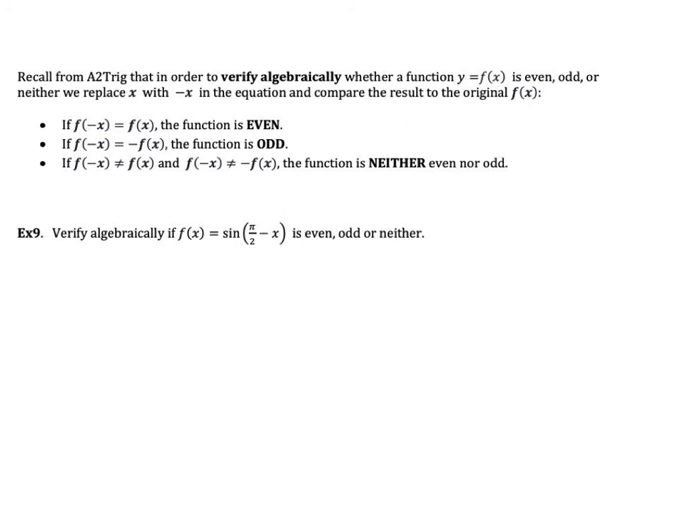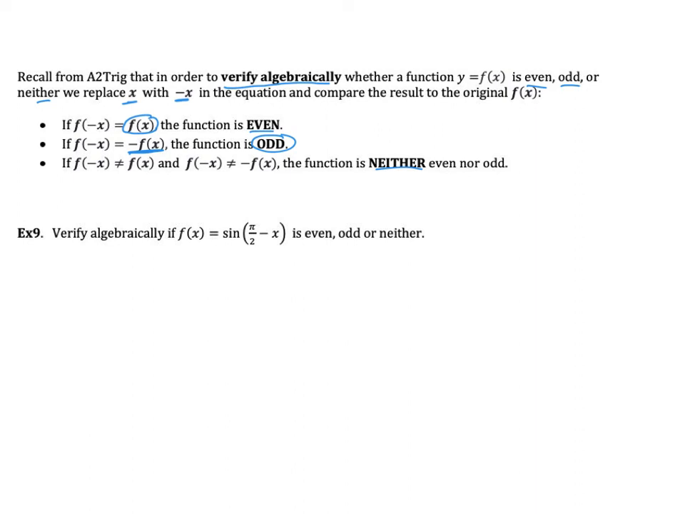And finally, recall from Algebra 2 Trig that in order to verify algebraically whether a function is even, odd, or neither, you need to replace x with the opposite of itself, so negative x. And then when you plug in a negative x, you see if the y value is its original. If so, then it's even. If the y value is its opposite, then it's an odd function. And if the y value is neither its original nor its opposite, then it is neither an even nor an odd function. So for example 9, it says verify algebraically if f of x equals sine of pi over 2 minus x is even, odd, or neither.